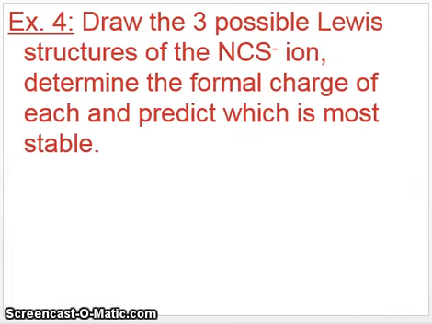Here we're asked to draw 3 possible structures of the NCS- ion and determine, using formal charges, which is the most stable. So let's do this on the next slide. Let's first of all draw out NCS-. Let's total up the number of valence electrons.